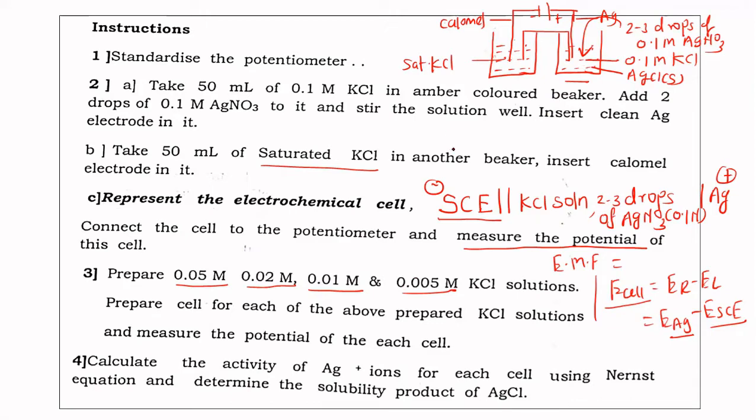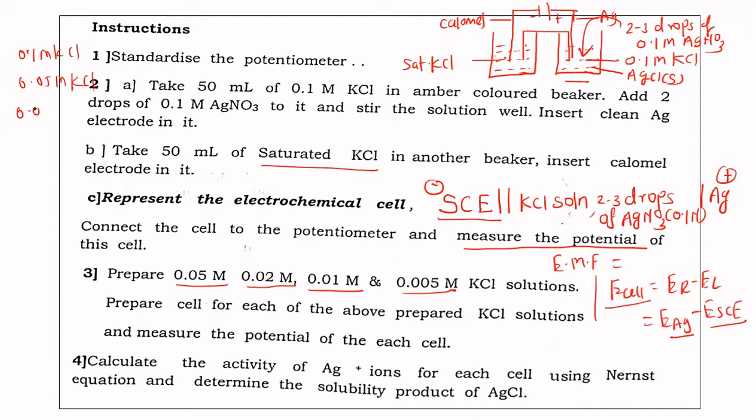In another beaker, we have to take 0.05 molar KCl, and add 2-3 drops of silver nitrate into that solution, and the silver electrode is dipped, and we can take the second reading. 0.1 molar KCl is for the first reading. Then, in another beaker, we take the 0.05 molar KCl that has already been prepared by us. Then we can perform the same here by adding 2-3 drops of silver nitrate. There is a formation of silver chloride precipitate.